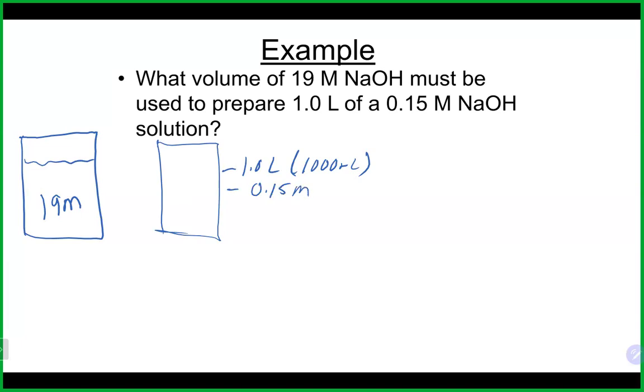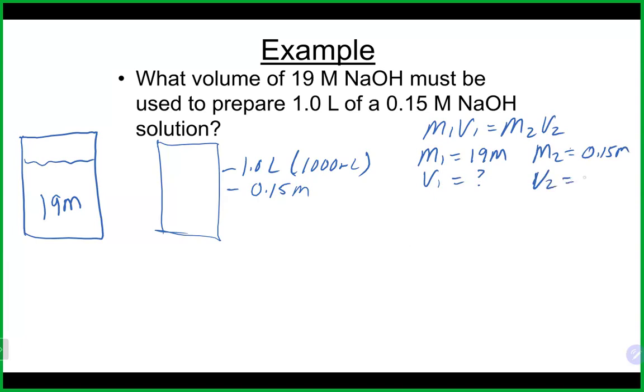So this is a dilution equation. There's nothing really reacting. It's sodium hydroxide. It's just the concentration is changing, right? It goes from 19 molar, which is more concentrated, to 0.15 molar, which is more dilute. So this is our dilution equation, M1V1 equals M2V2. M1 in this case is typically the more concentrated. V1 was not given to us. M2 is given to us, which is 0.15. And V2 is 1 liter in this case, right?